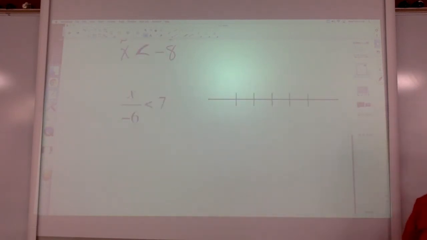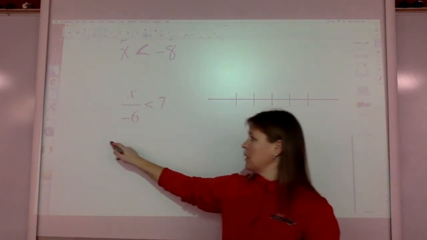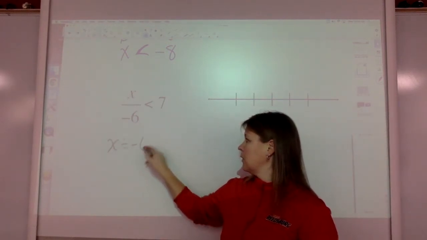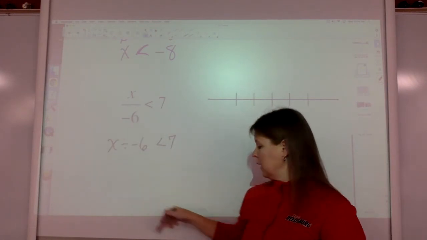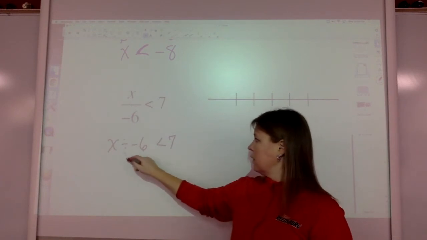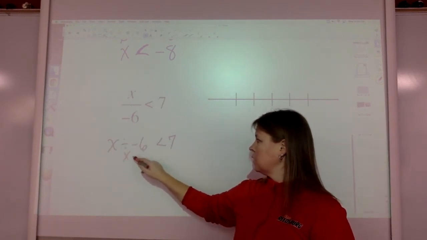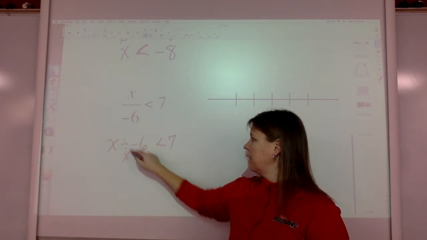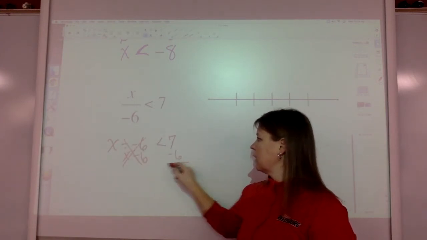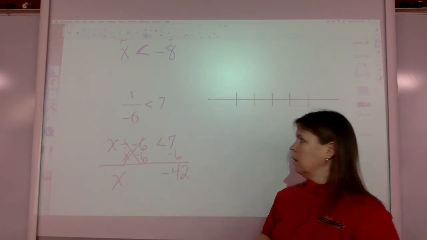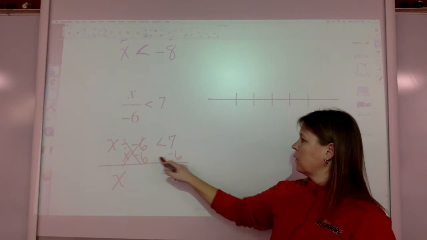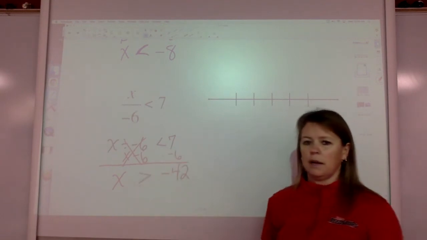Don't freak out, this is not a fraction, it's a division sign. If you want to write it as division, write it as division. Those of you that had me in class first semester, I let everybody do this anytime they wanted to. If that fraction scares you, write x divided by negative 6. That way you know that the inverse of division is multiplication. If you multiply by negative 6 on this side, multiply by negative 6 on this side, you get x, negative 42. And because you multiplied, the work you did was by a negative, you must flip the sign.